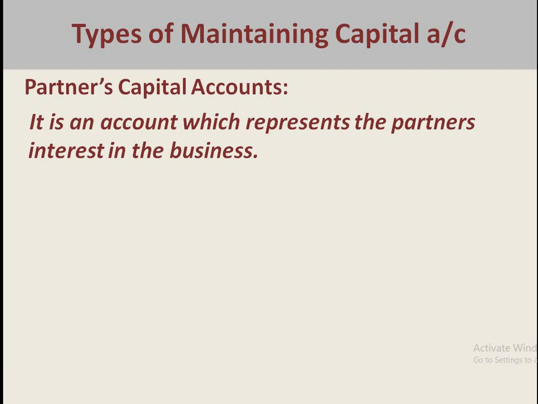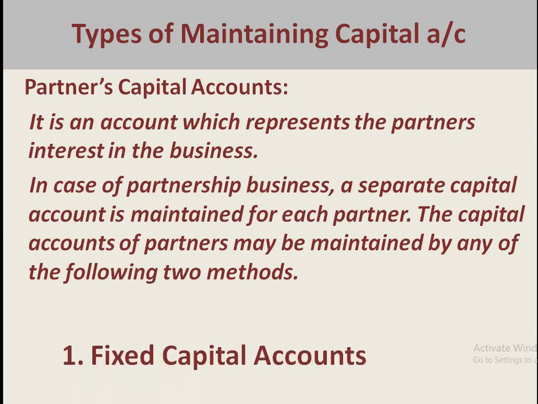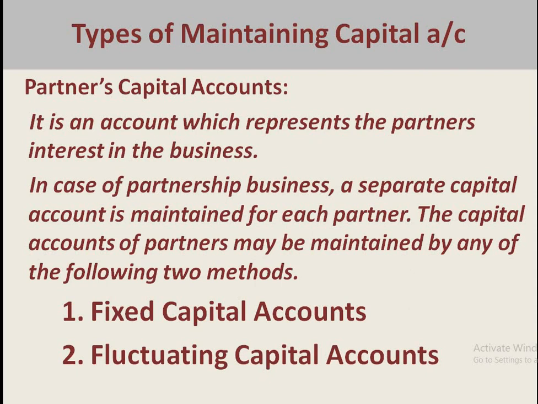But here more than one owner is there. So there are A, B, C, suppose partners. Then we can call A's capital account, B's capital account, so we should separate with the name. In case of partnership business, a separate capital account is maintained for each partner. As I said, the capital accounts of partners may be maintained by any of the following two methods. Now this is important. In partnership firms, partners' capital accounts are maintained by two ways. These are two methods: fixed capital account method and another is fluctuating capital account method.